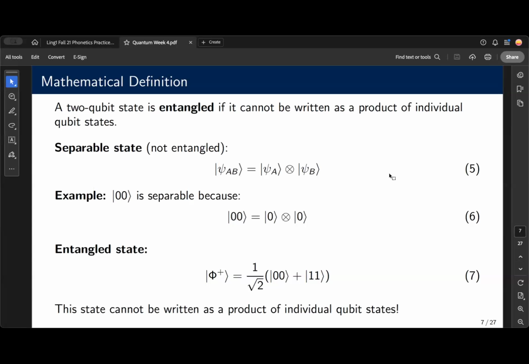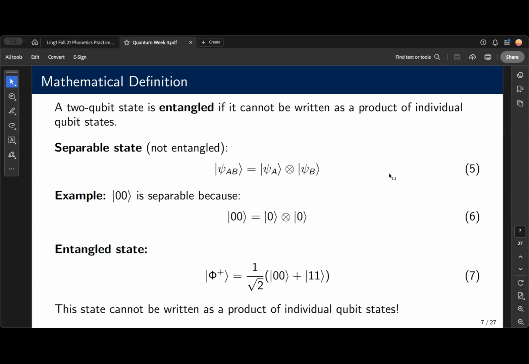If you see the psi AB state, it can be written as a tensor product of the first state and the second state. The example also shows you that. The 0,0 state can be separated into ket 0 tensor product ket 0. But in an entangled state, this is one of the Bell states, it shows that there is no way of separating this term into a tensor product term like the above.